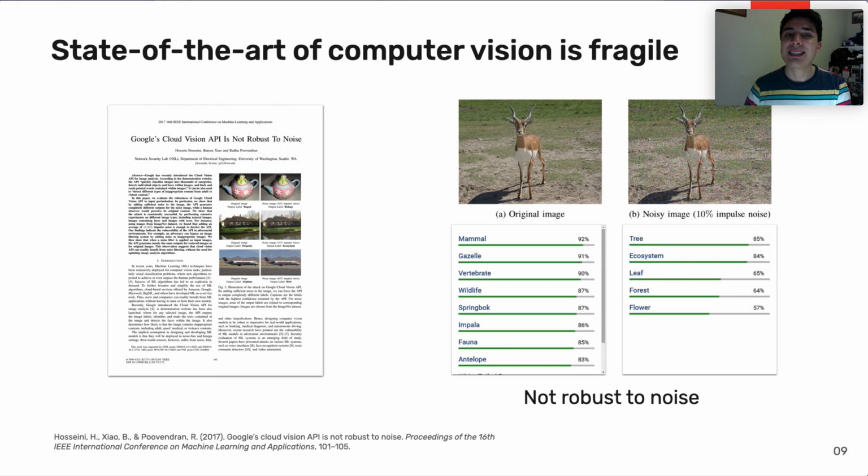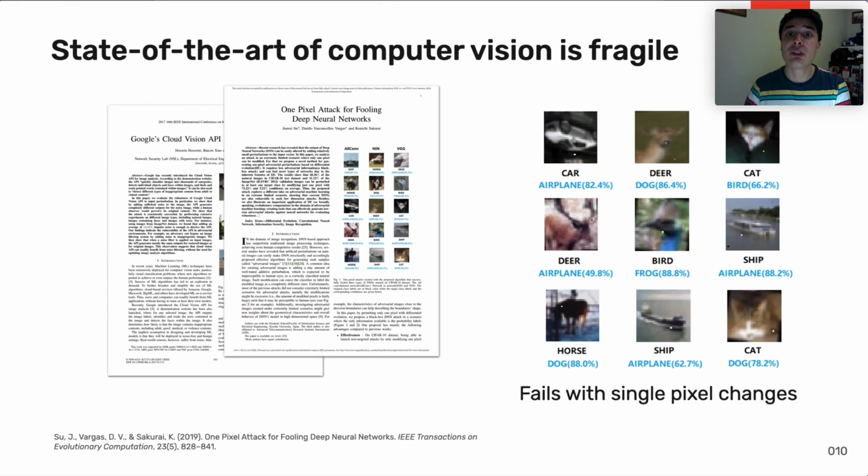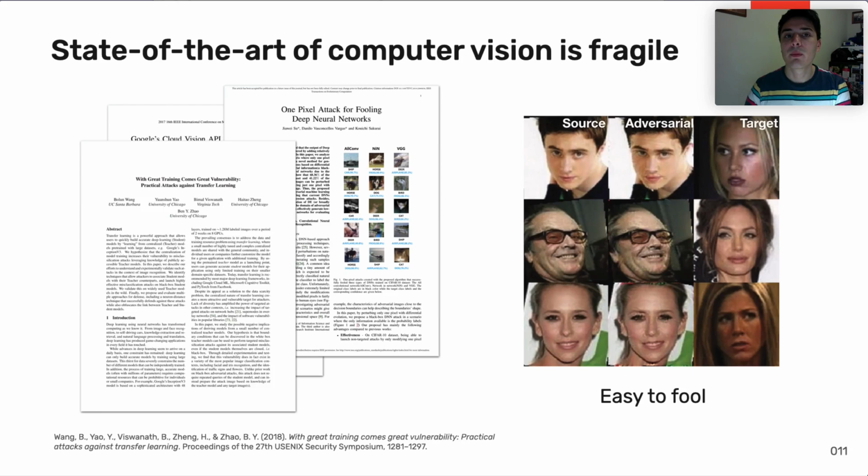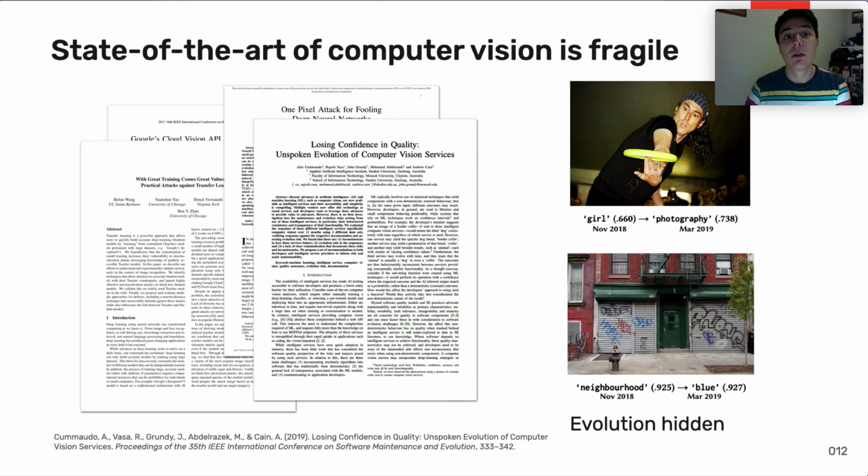In short, the state-of-the-art of computer vision isn't perfect. These services can mislabel images when noise is introduced. And similarly, they can fail when even a single pixel is modified. They are also easy to fool through the use of adversarial examples. And longitudinal studies of these services have found evolutionary and ontological issues as well.